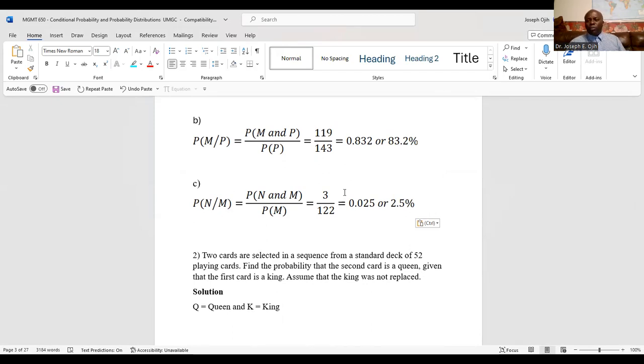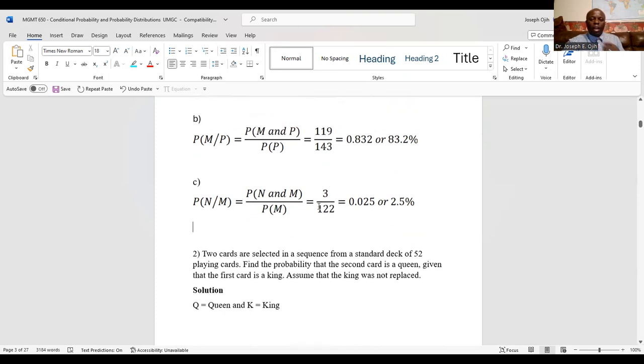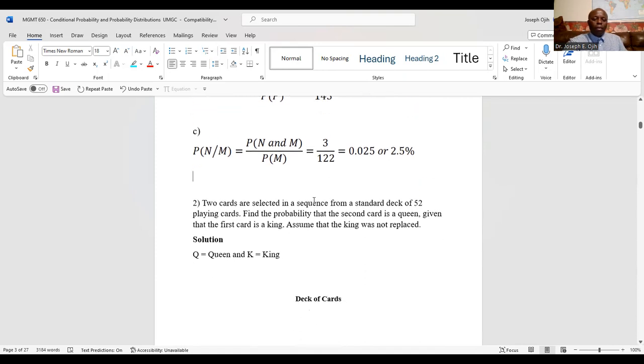I'll solve more examples of that so that the idea of conditional probability can register in your mind. Before I solve the next question, which is number 2, does anybody have a question on this? No, not so far. Okay, good.